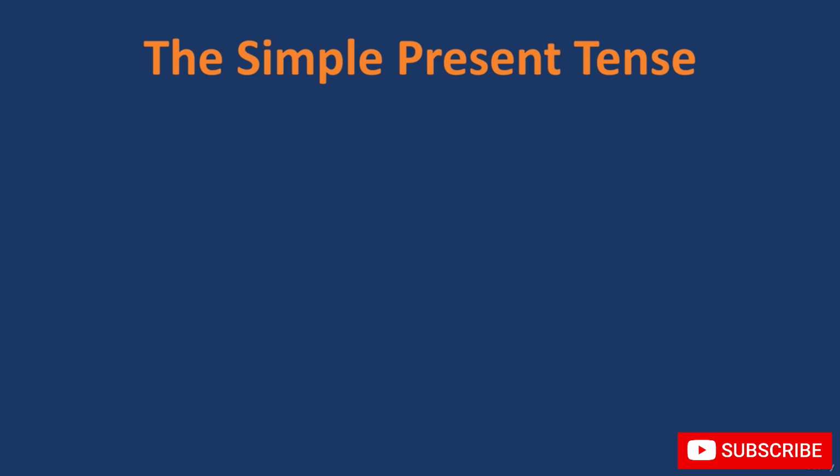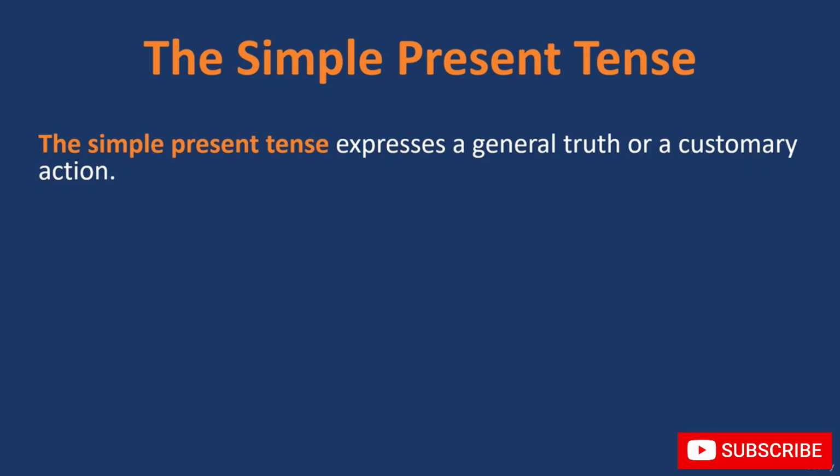The simple present tense or the present simple tense. We have two names for the same tense: simple present or present simple. Both are right. The simple present tense expresses general truth or a customary action. So we speak about facts or habits.